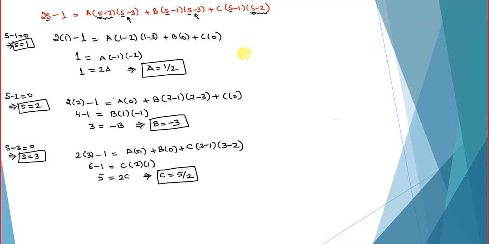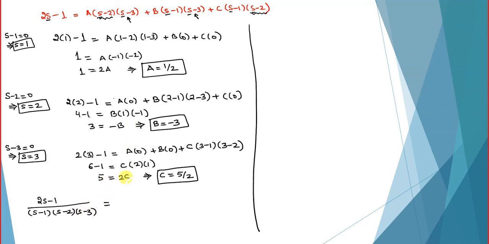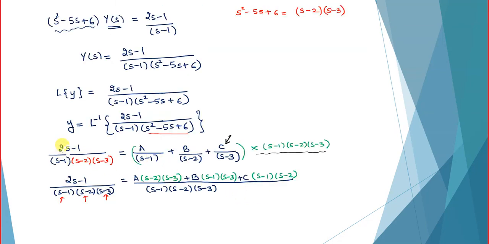So we get 2s minus 1 over s minus 1, s minus 2, s minus 3 as a, that is half over s minus 1, plus b, which is minus 3 over s minus 2, plus c over s minus 3. Now this 2s minus 1 over this term is required for y. So y is Laplace inverse of this term.